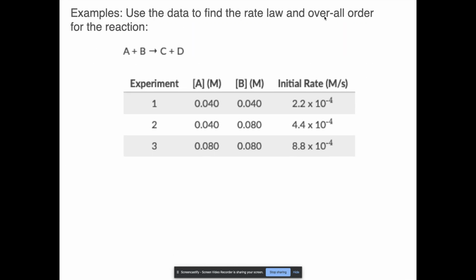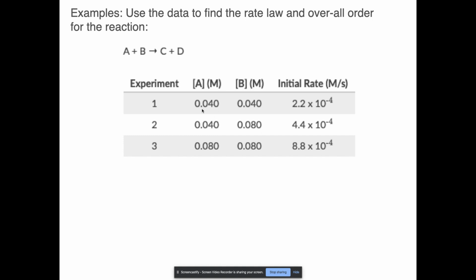So it says, use the data that I have here to find the overall order of the reaction. Now remember, overall order means that I'm going to have to look at, okay, what is the order of the rate law with respect to A? What is the order with respect to B? And then I add them together in order to get my overall order of the reaction. So take a look here.